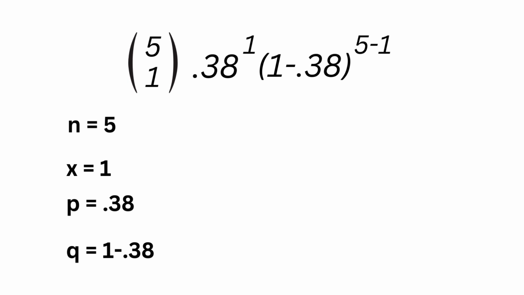So what we're going to do is you could make this calculation on a calculator. The 5 choose 1 in parentheses, that's the number of combinations. So that is available on a calculator where you could multiply this out, but I'm going to show you here on Desmos an easy way to do this.